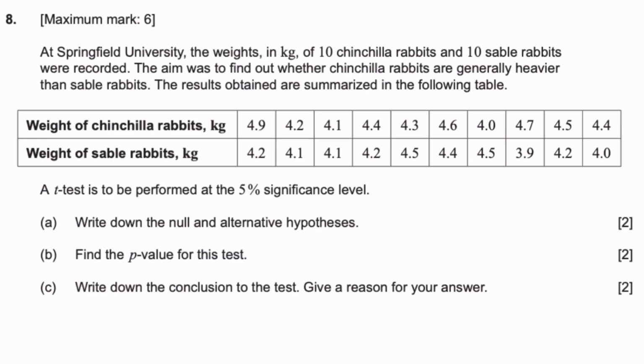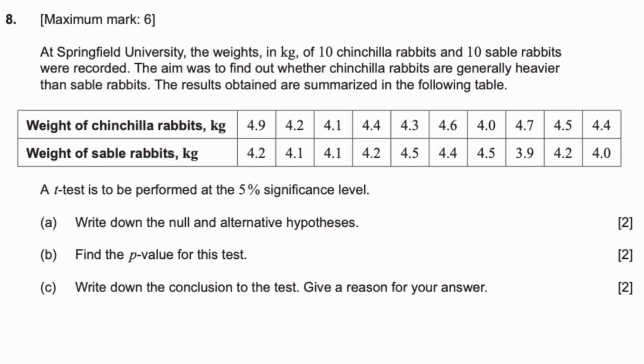Question number 8. At Springfield University, the weights in kilograms of 10 chinchilla rabbits and 10 sable rabbits were recorded. The aim was to find out whether chinchilla rabbits are generally heavier than sable rabbits. The results obtained are summarized in the following table. A t-test is to be performed at the 5% significance level. Write down the null and alternative hypothesis.